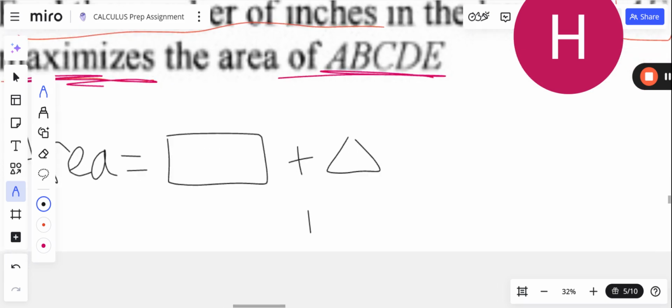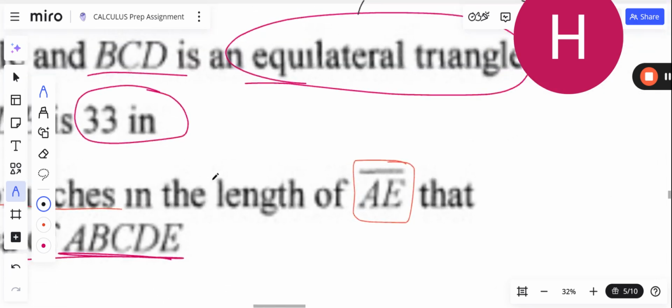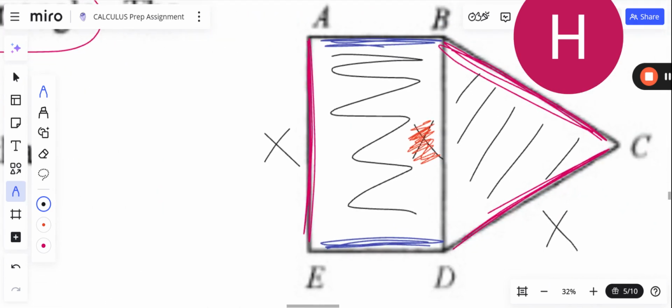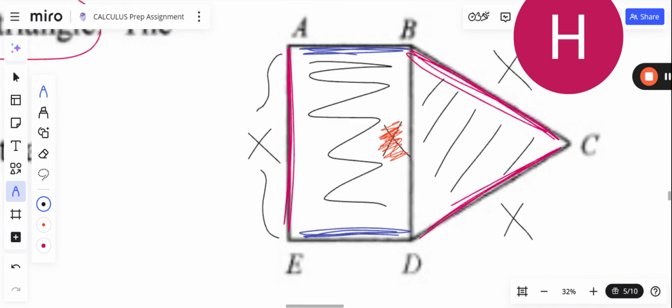Okay, the equilateral triangle we already did. This is going to give us root 3 over 4 x squared. If you need to go back and check that video out, feel free. What about the rectangle area here? So I see that one of the dimensions is x. That would be like the side AE. But what about these two sides?